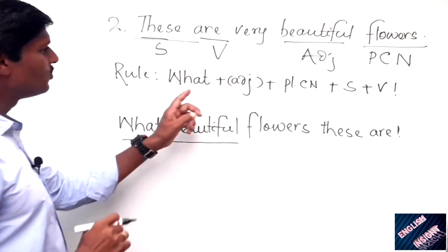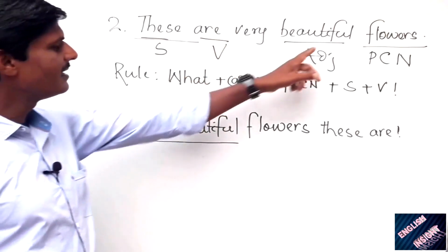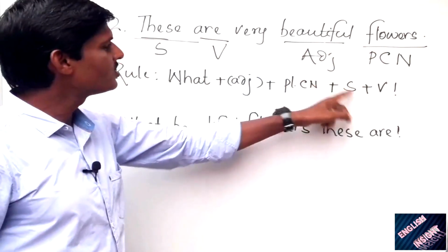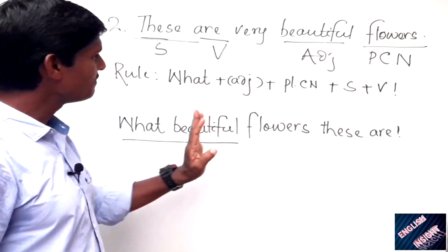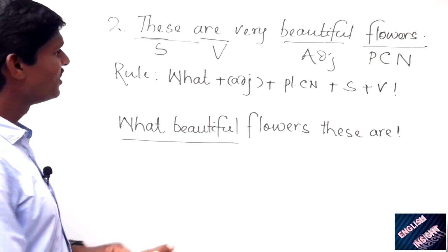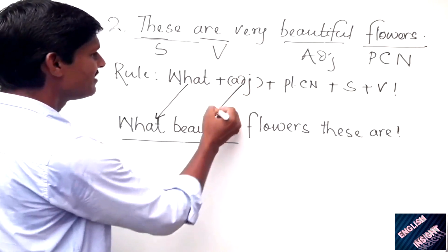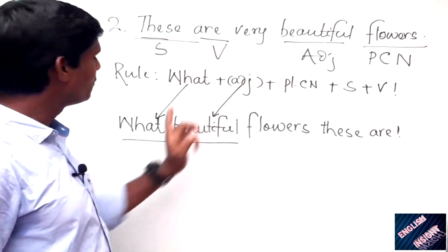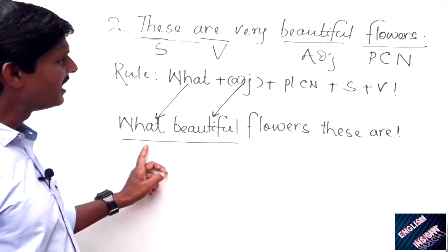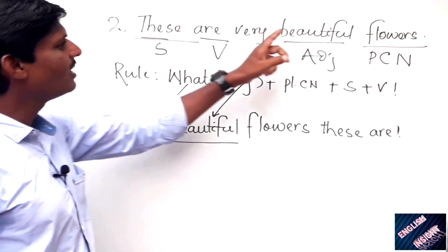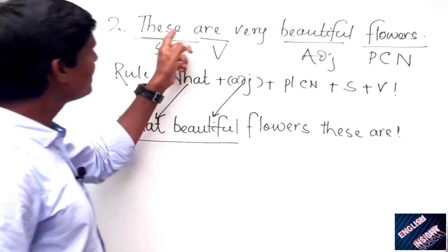So first we should use what plus adjective plus plural countable noun plus subject plus verb. The sentence is: what beautiful flowers these are. Beautiful is the adjective here. It's written here: what plus adjective. What beautiful flowers these are.